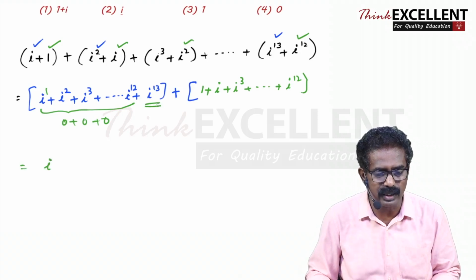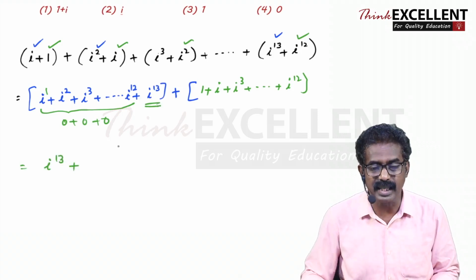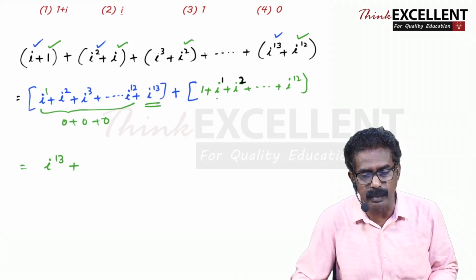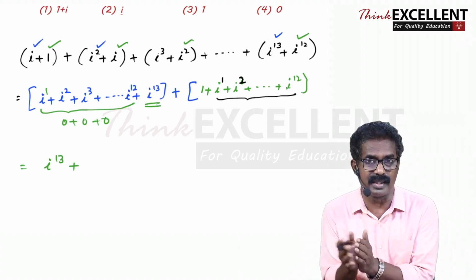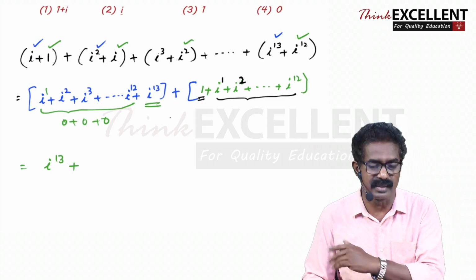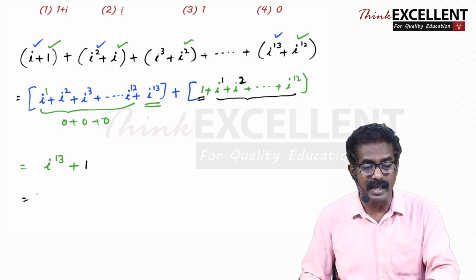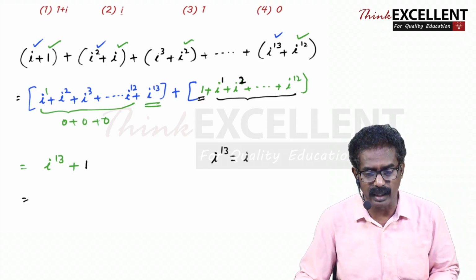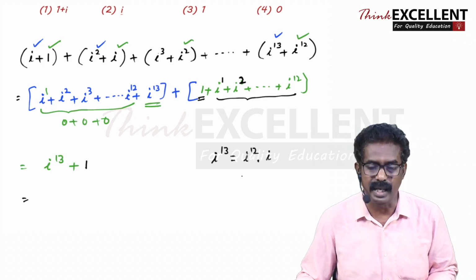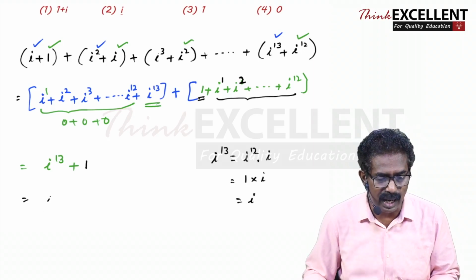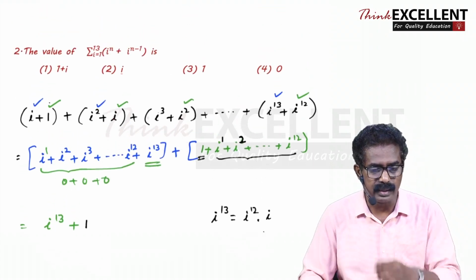What is that? i raised to 13. Plus, see the second one, you start from the second number, sorry, here i square, right? i plus i square plus i cube, etc. up to 12. 4 you take 3 times, so that part is again 0. So your answer is only the first term, 1 plus 0, so it is 1. But i raised to 13 can be simplified. i raised to 13 is the nearest multiple of 4, i raised to 12, into i raised to 1. i raised to 12 is 1, 1 into i, so the answer is i. So i plus 1. So that is option number 1.